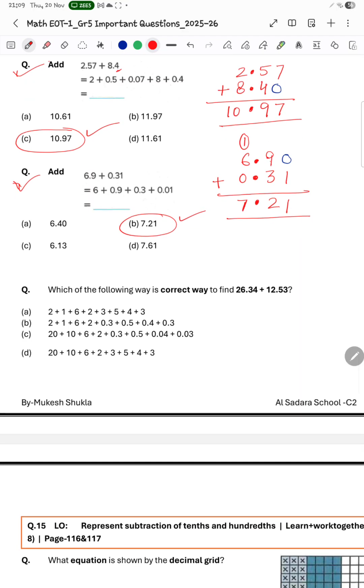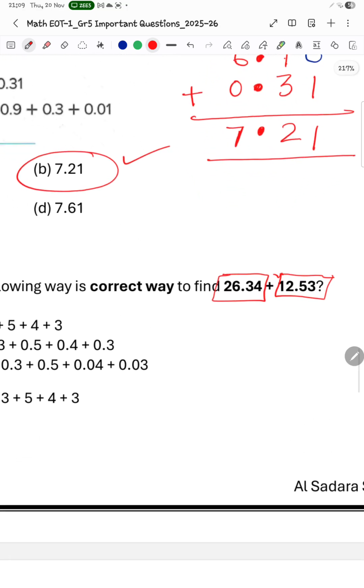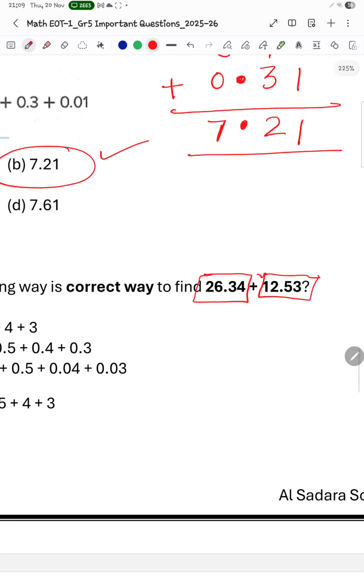Yes, again here we have one interesting question, which is the correct way to find the sum of this and this. So here they have used place value decomposition, right? So expanded form they have used. So let us do the expanded form here. So this will be 20 plus 6 plus 0.3. 0.3 means 3/10, or you can simply write 0.3, no problem.